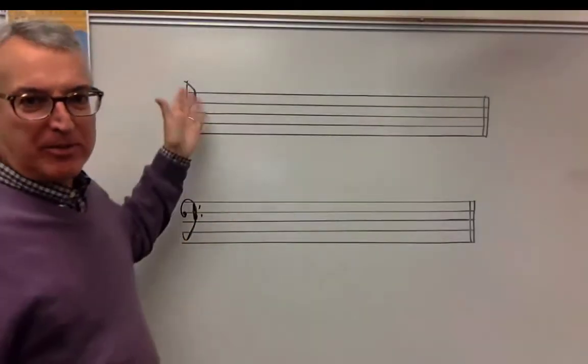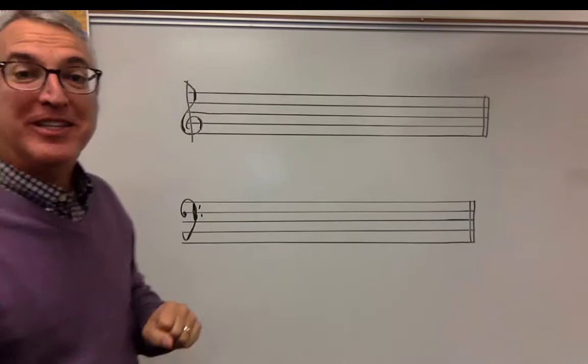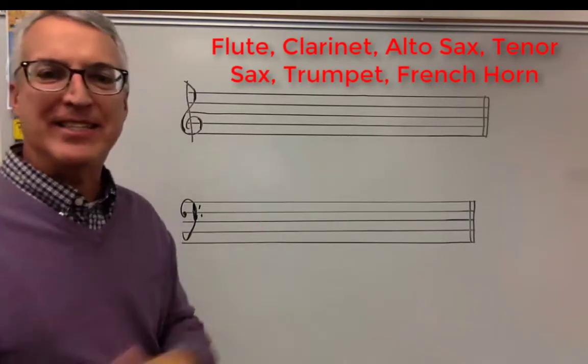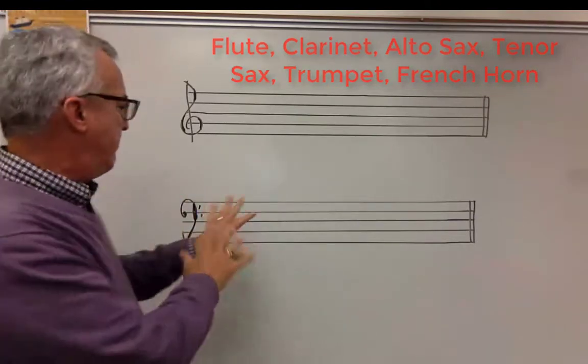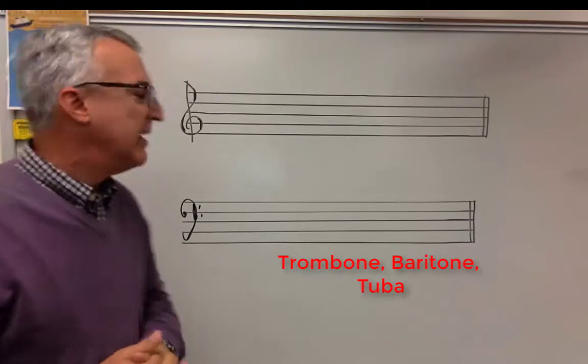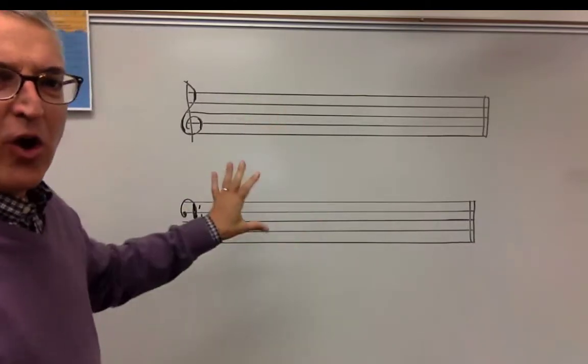If you look on the board here, I have a treble clef and a bass clef. Treble clef for our treble clef instruments playing in band, like our flutes, clarinets, alto saxes, trumpets, tenor sax. And we have a bass clef for our bass clef instruments, like the trombone and baritone and tuba. And I want to show you a scale on those staffs.